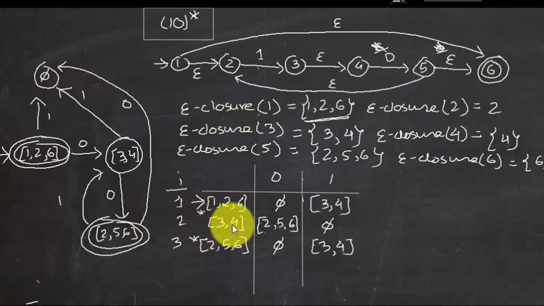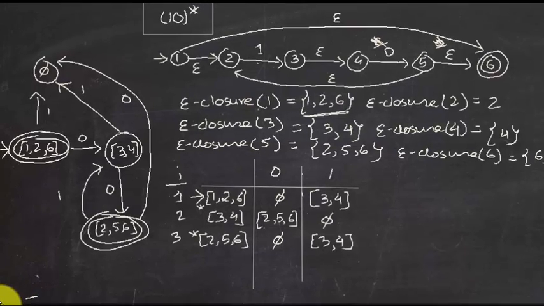Right. So that's the resulting DFA that we get: 1, 2, 6, 3, 4, 2, 5, 6. These are accepting states, and this is just a normal state, and this one is accepting and the starting state. So that's about it for the conversion of an epsilon NFA to a DFA.